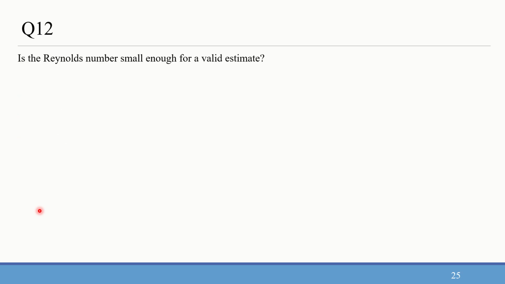So is the Reynolds number small enough for a valid estimate? The question basically means, is it small enough for measuring the viscosity? So yes, the answer is yes. Since it is lesser than 1, it can be used. It is small enough for a valid estimate.